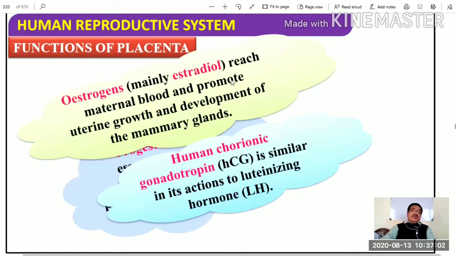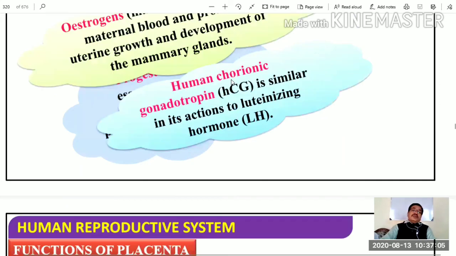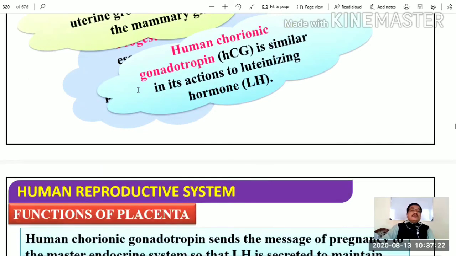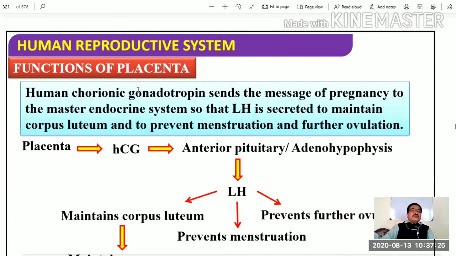Human chorionic gonadotropin, that is called HCG. It's similar in its action to luteinizing hormone, LH. This also is synthesized in females. The human reproductive system shows the functions of the placenta. The human chorionic gonadotropin sends the message of the pregnancy to the master endocrine system. So there is a development of the pregnancy there. It sends a message of the pregnancy to the master endocrine system.